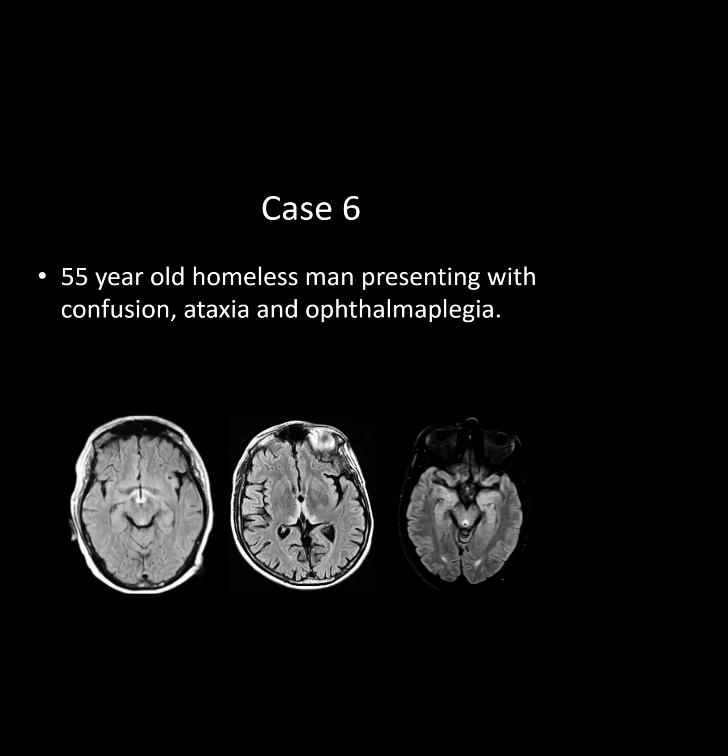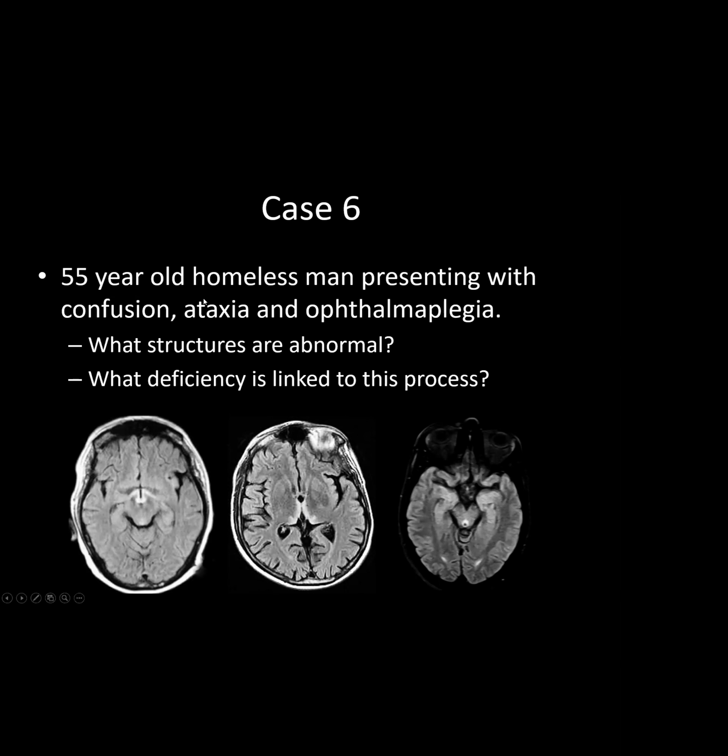The first one looks like bilateral mammillary bodies. Right. This is the midbrain. These are your mammillary bodies over here. In front of them is part of your hypothalamus, the tuber cinereum. So the mammillary bodies are bright on FLAIR. This is the third ventricle. What structures are on each side of the third ventricle?